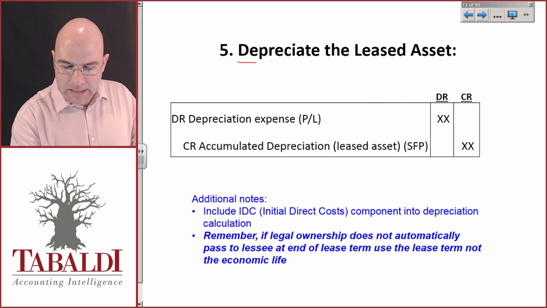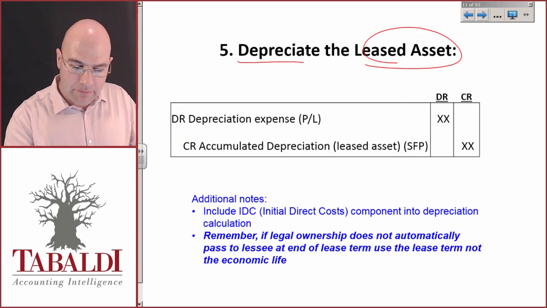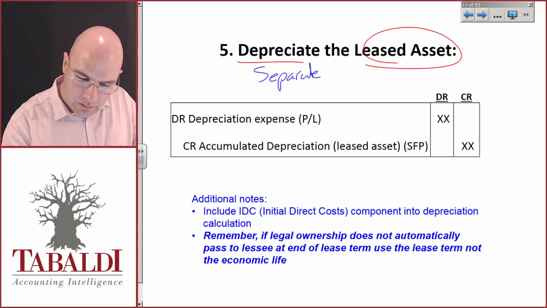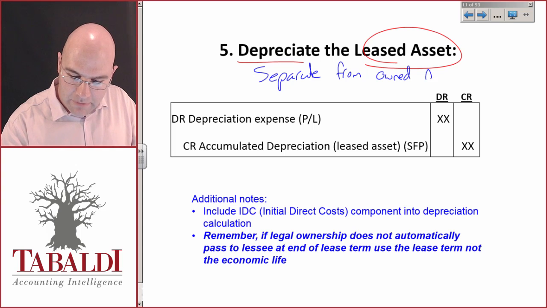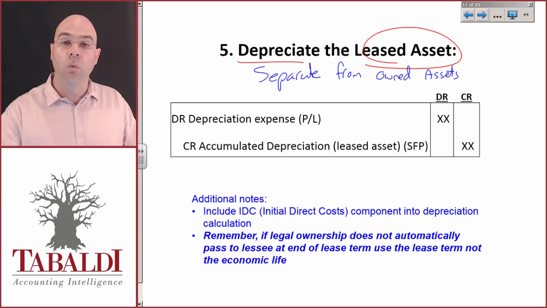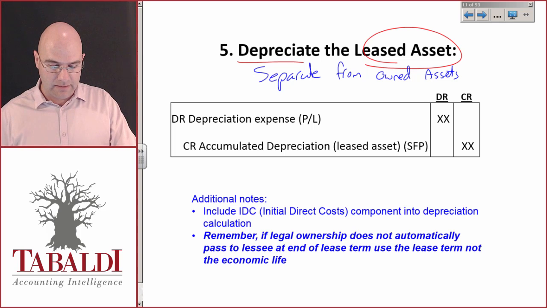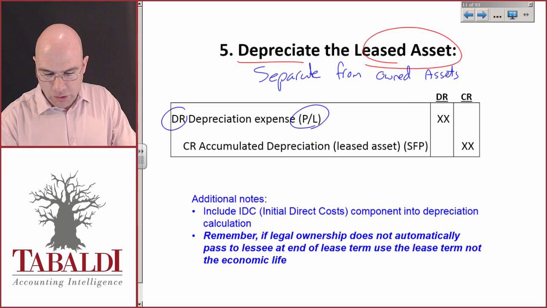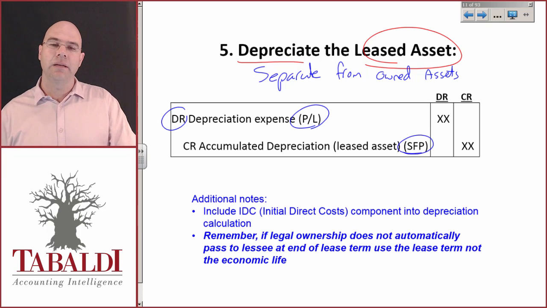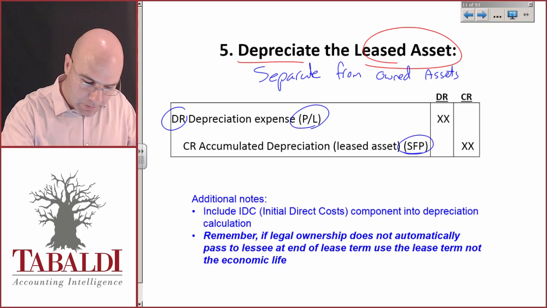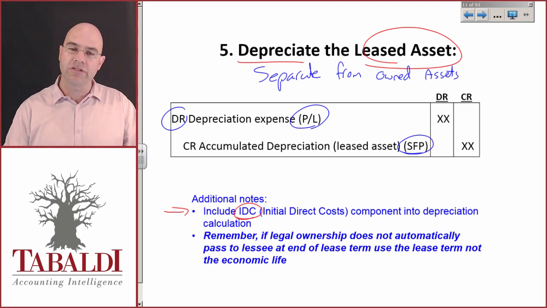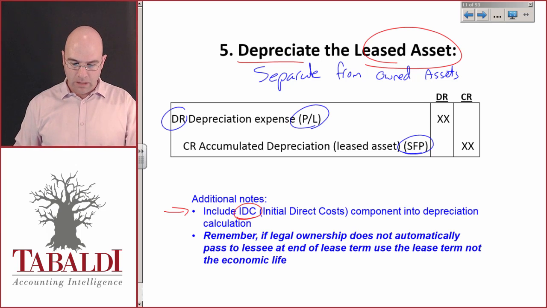Then, depreciating the leased asset. Remember, I've asked you to keep this separate from the owned assets. It's a disclosure requirement. You'll also have a separate PPE note, one for owned assets and one for leased assets. You'll have your debit depreciation expense like normal, credit accumulated depreciation, and impairment losses. Remember to please include the initial direct costs into the cost of the asset when you depreciate it.